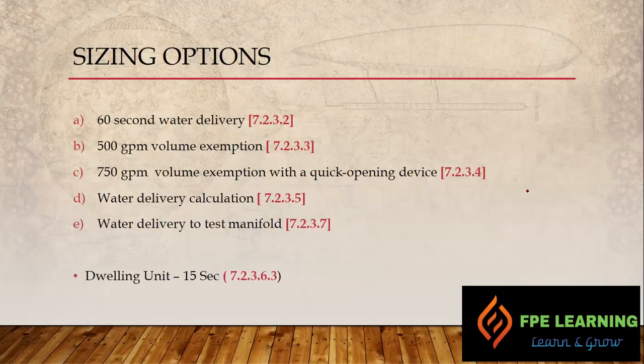7.2.3.3 talks about if the capacity of the system is 500 GPM, 500 gallons per minute, that 60-second requirement doesn't apply, right? A system size of not more than 500 gallons shall be permitted without a quick opening device and shall not be required to meet any specific water delivery requirement. That 60-second requirement is not required for 500 gallons or less capacity as per 7.2.3.3 without quick opening devices, right?